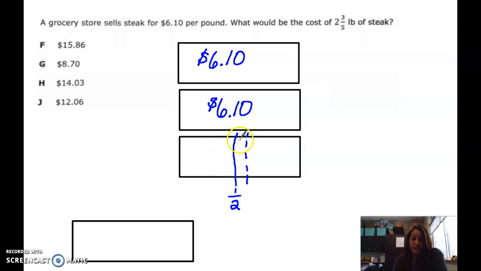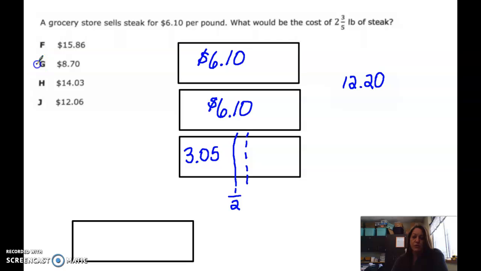So I know that if 1 full pound is $6.10, then half of a pound would be $3.05. So if I add these three up together, I've got $6.10 plus $6.10. Well, I know that 6 plus 6 is 12, so that's $12, and then 10 cents plus 10 cents is 20 cents. So right now, just looking at that, I know that 2 pounds would have cost me $12.20.